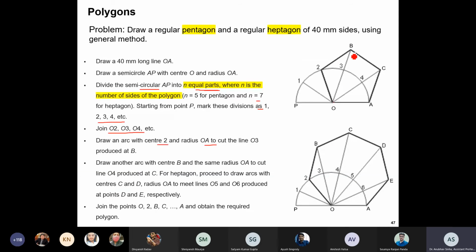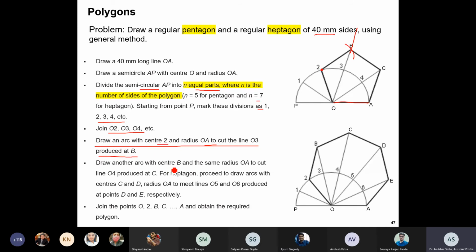So you have O3, right? You extend O3 from 3 some distance upward. Now from 2 you take the center, and your radius will be OA. Take this radius, whatever the given length, 40 mm. So from 2 take an arc of 40 millimeters and cut it. This will be B. Is this clear? Yes, sir. This is the step. Draw an arc and this is produced at B.